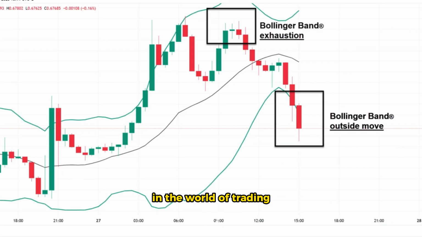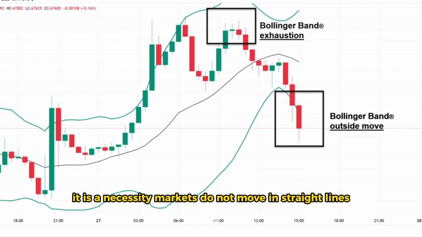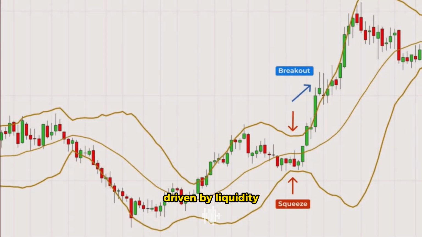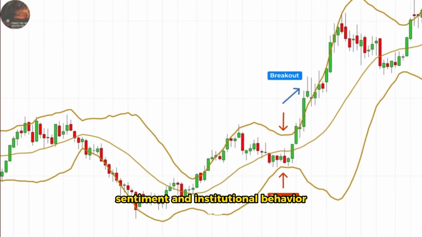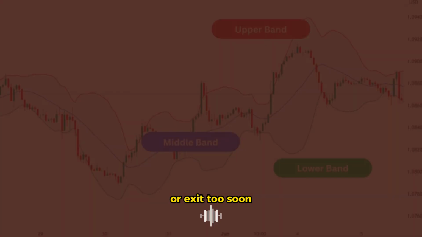In the world of trading, understanding volatility is not just an advantage, it is a necessity. Markets do not move in straight lines. Prices expand and contract in cycles driven by liquidity, sentiment, and institutional behavior. Those who fail to recognize this rhythm often chase entries too late or exit too soon.